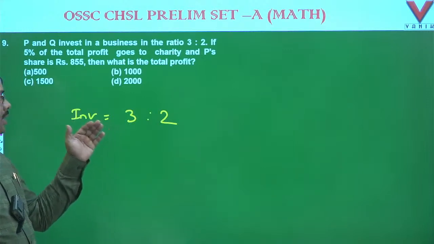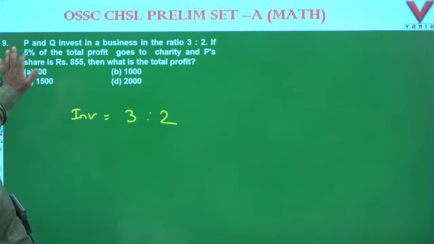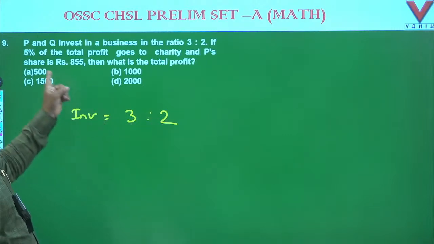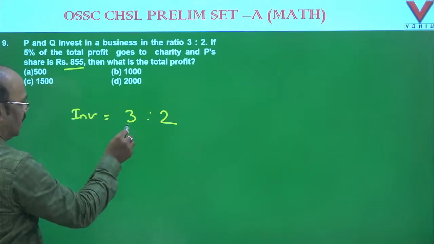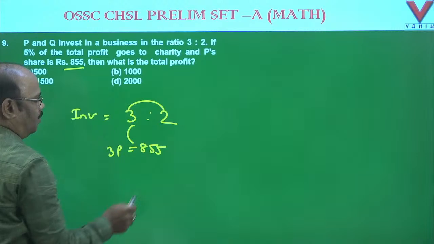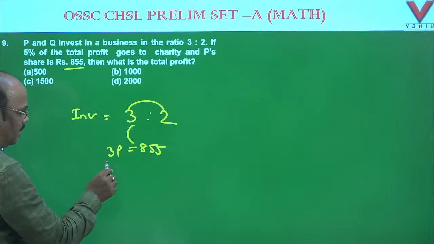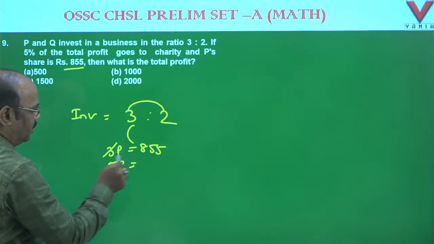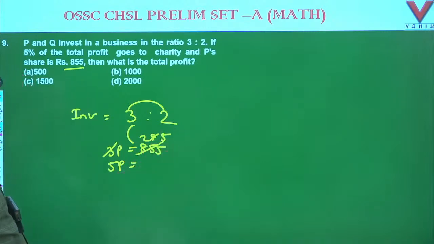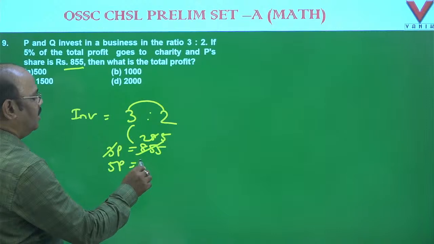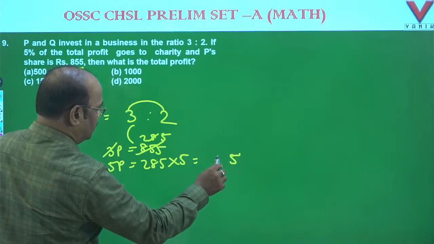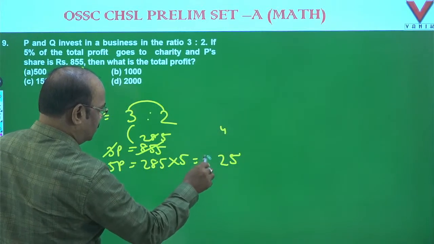We see the investment ratio is 3:2, and 5% goes to charity. P gets 3 parts, Q gets 2 parts, and P's share is 855. So if 3 parts is 855, then 1 part is 285. The sum of the profit distributed between P and Q is 5 parts, so 285 into 5 is 1425.